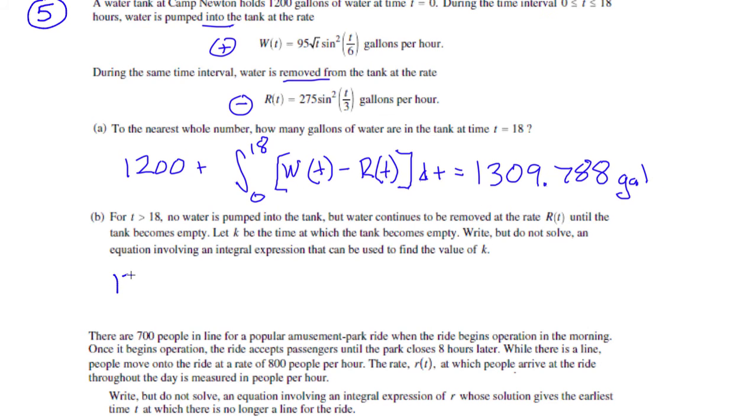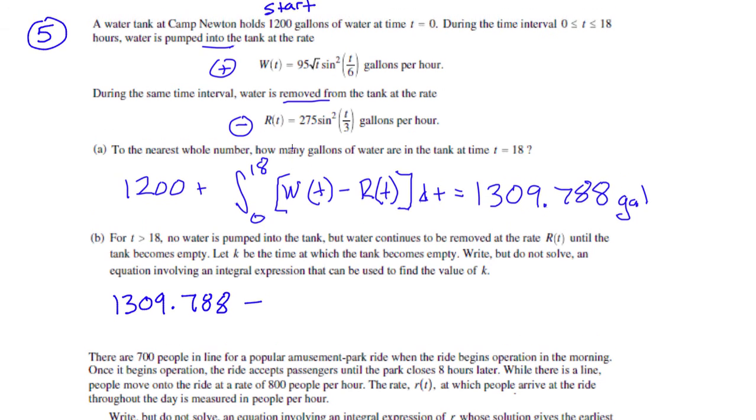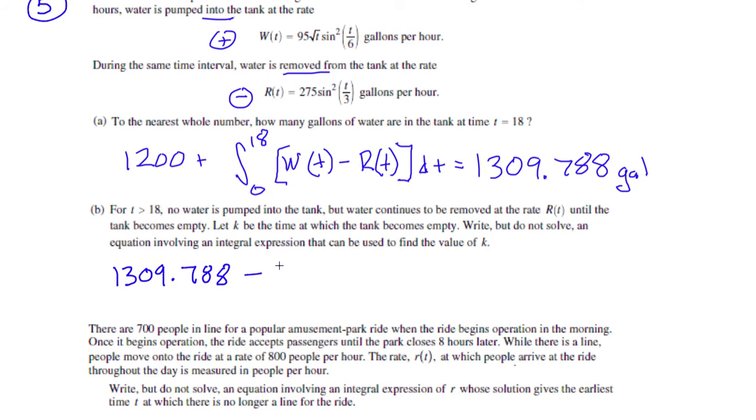I'm just going to say 1,309.788. And then I'm going to subtract r of t, right? So subtract the integral between 0 and I don't know what time it's going to be empty. So k is the time that it's empty, of r of t, because r of t is the negative rate, dt. And so this is the start amount and then subtract some amount, and I want that to become empty. So make that set equal to 0 and done, solved it. Moving on to number 6.